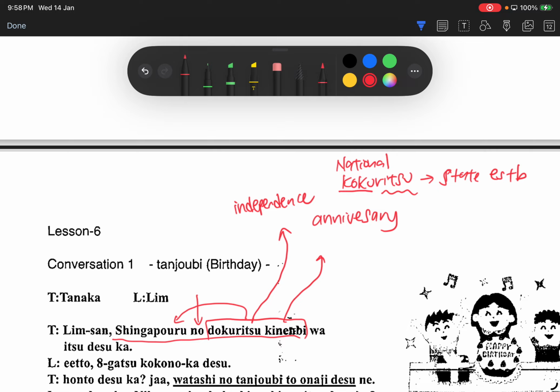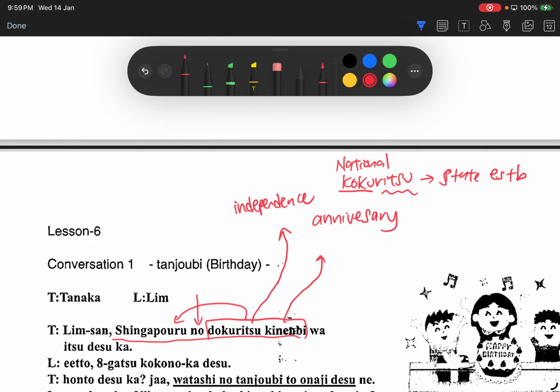Just that I don't know why Lee Kuan Yew chose to name Independence Day as National Day. In India they call it Independence Day, right? I don't know why Singapore calls it National Day. I think we should just call it Independence Day. So the correct translation of National Day for Japanese people to understand is actually Independence Day. Independence anniversary, right? 独立記念日.